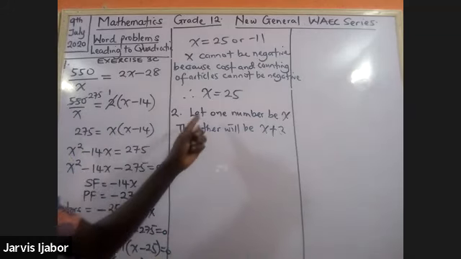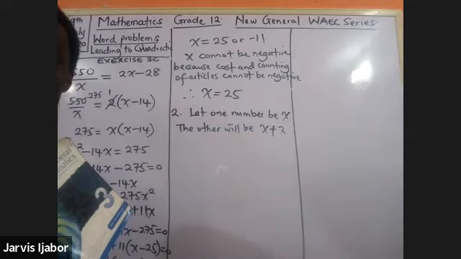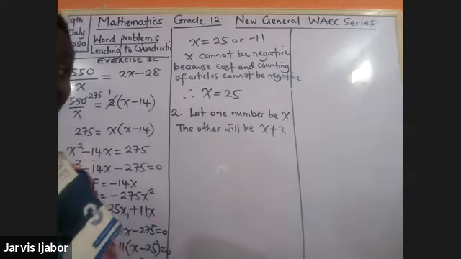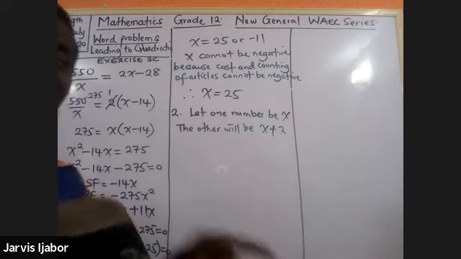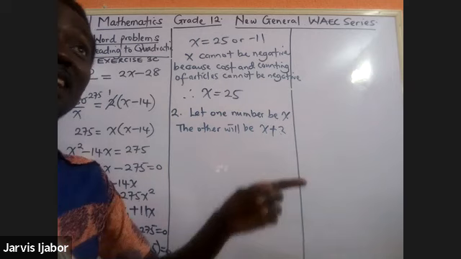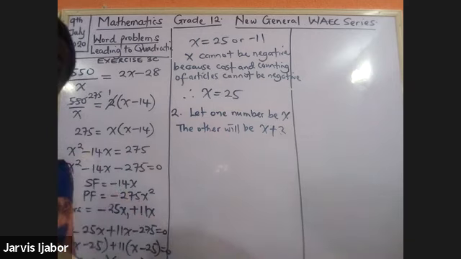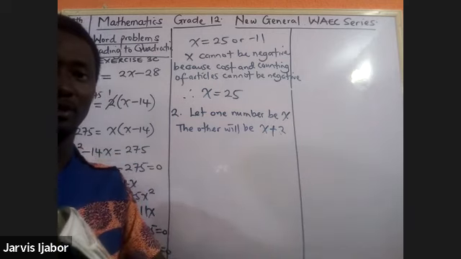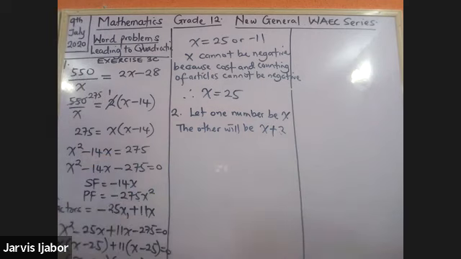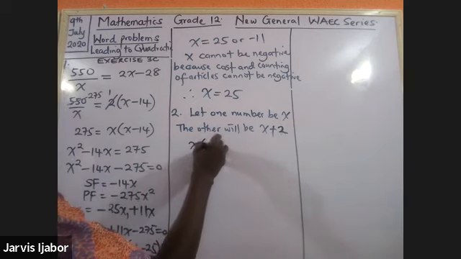Because the question says the two numbers differ by 2. It means that if I say x and x minus 2, x is the bigger number. If I say x and x plus 2, then x plus 2 is the bigger number. You get it? So I've chosen to use x plus 2. So x and x plus 2.